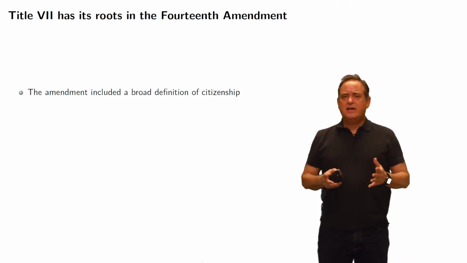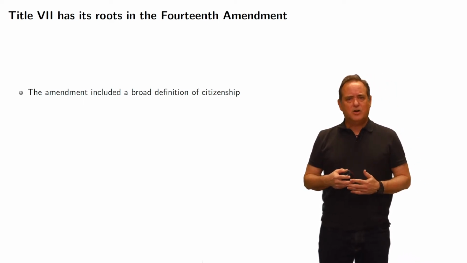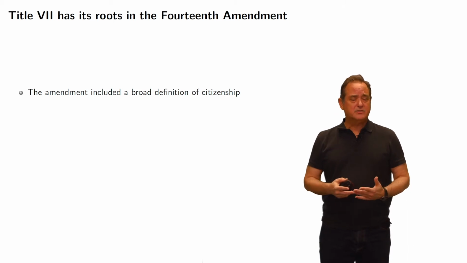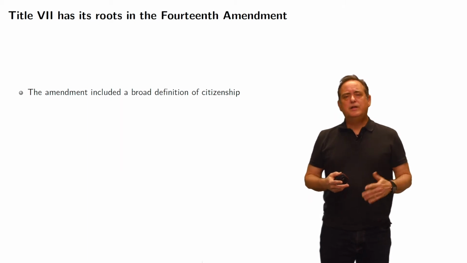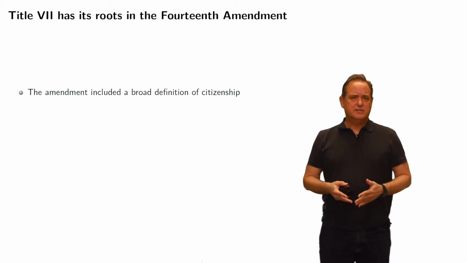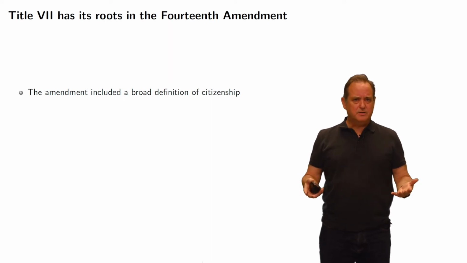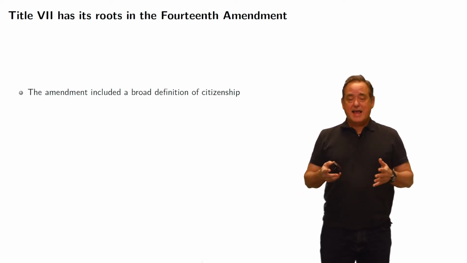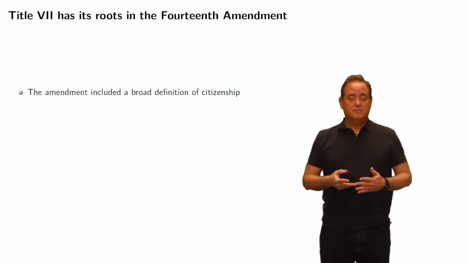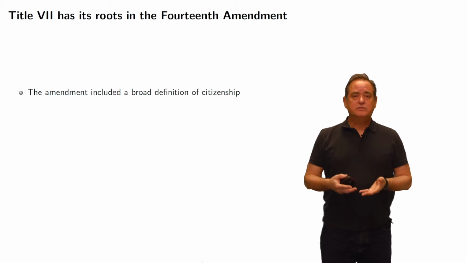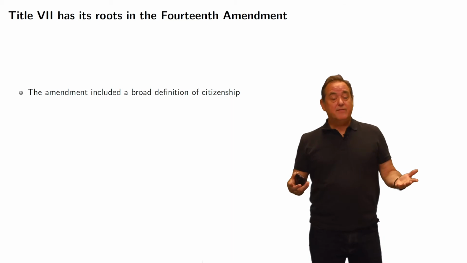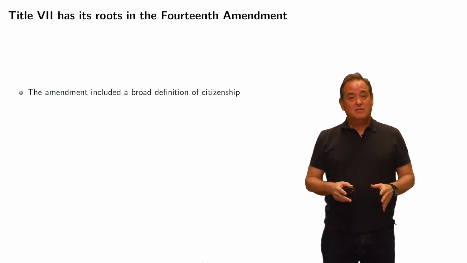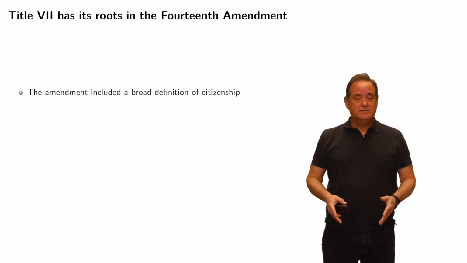Now, the 14th Amendment did several things, and you should probably know what these are because they're still relevant today. We hear about these things today. Starting with this notion, the amendment included a broad definition of citizenship. As you are probably aware, the United States has what's called birthright citizenship, meaning if you are born in the United States, you are a citizen of the United States. That's not the law everywhere. As a matter of fact, it's relatively rare. If you're born in Italy, that doesn't mean you become an Italian citizen.